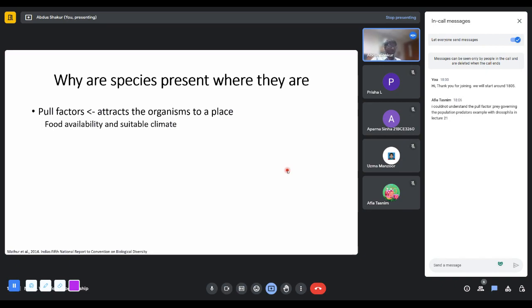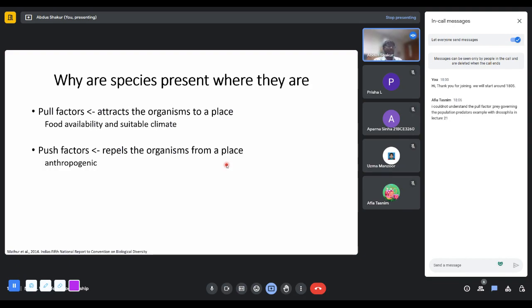Pull factors are those factors that attract or pull organisms towards a specific place, like suitable climate and food availability. Like earlier, the snow leopard example, where it needs steep slopes in mountainous terrain to hide from the prey and then attack them. That will also be a pull factor. While factors that repel organisms from a place are called push factors.